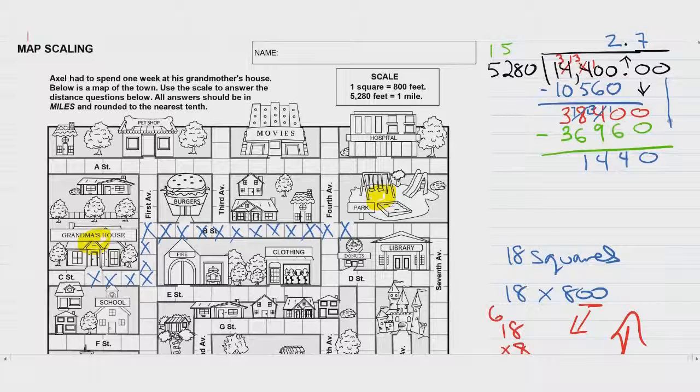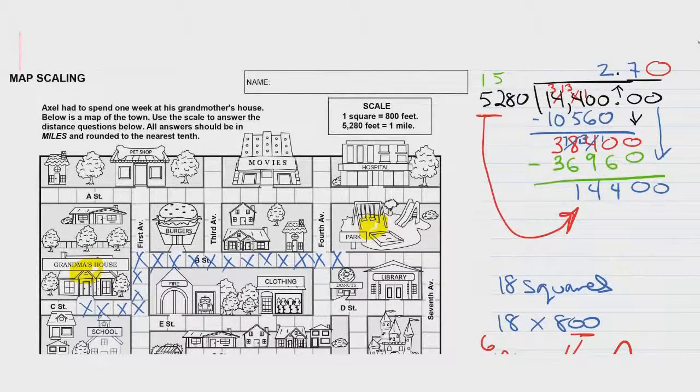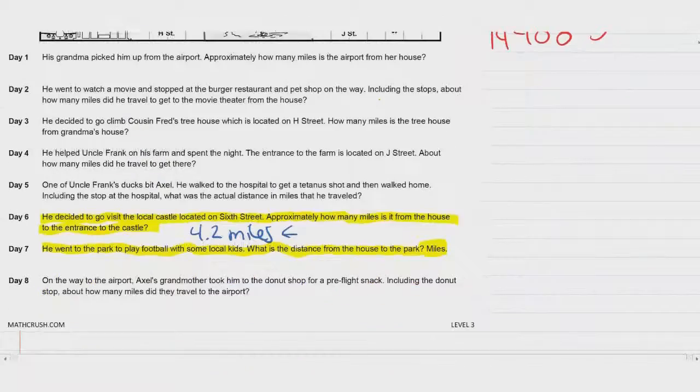And you know we're going to bring down this 0, and we get 14,400. And we ask ourselves how many 5s go into that 14, or how many 5,000s go into 14,000. Well, 2 times 5 is 10. 3 times 5 is 15. So we know this digit is going to be smaller than 5. And per our rounding rules, we're just going to keep this at 2.7 miles. So down here I write 2.7 miles.